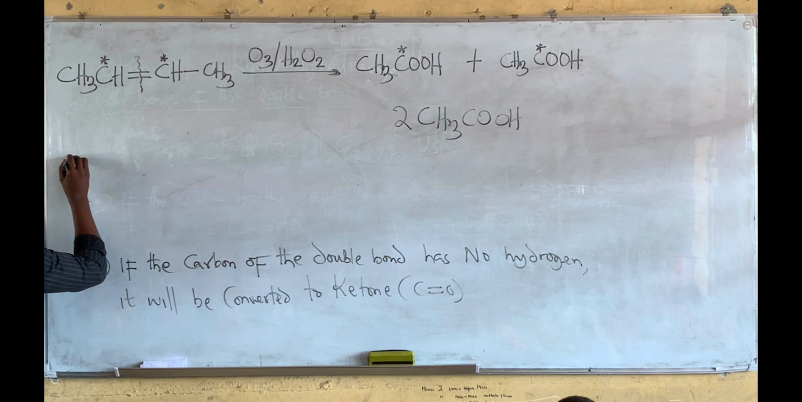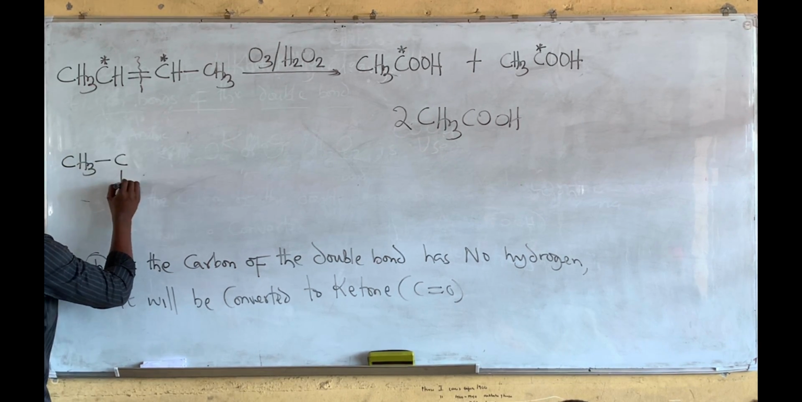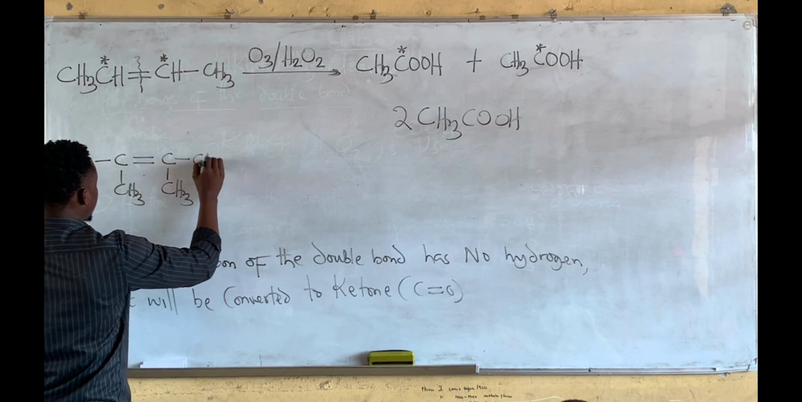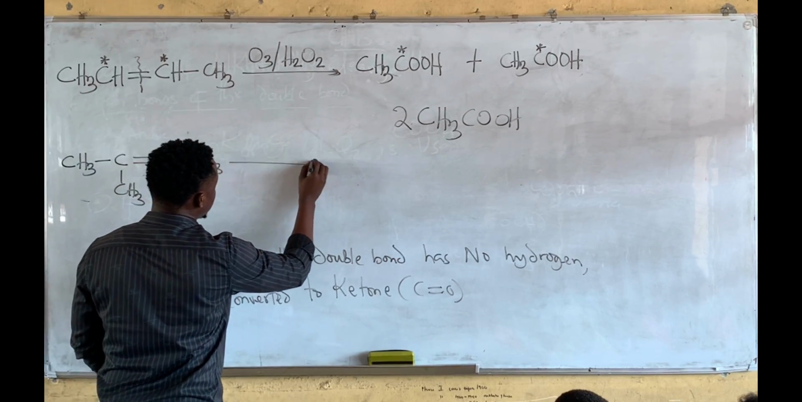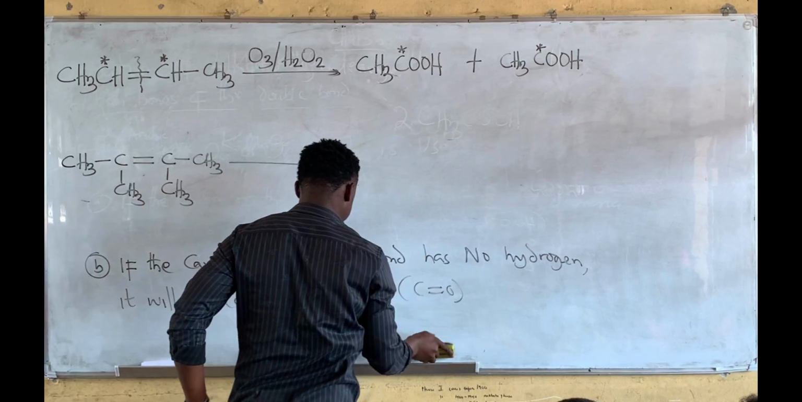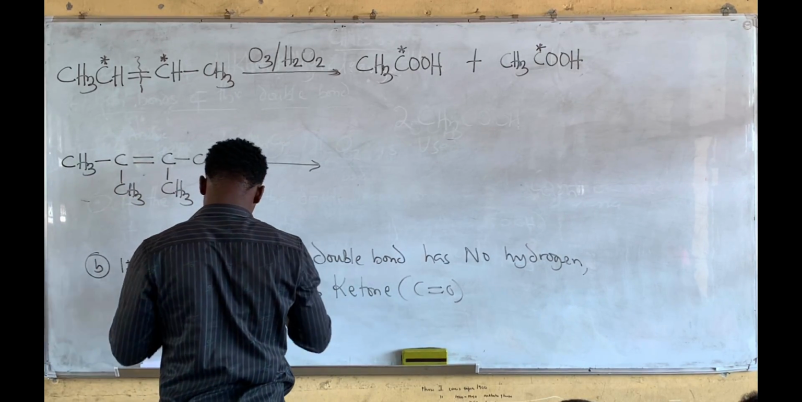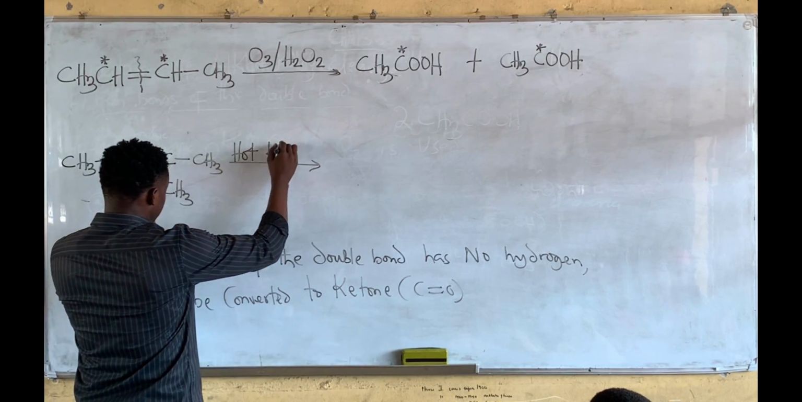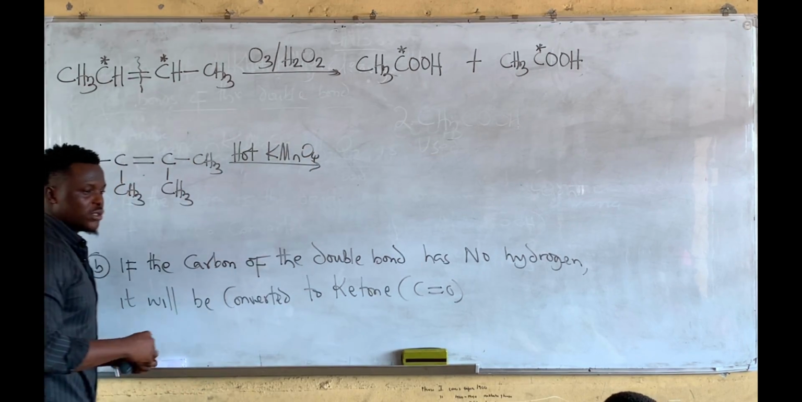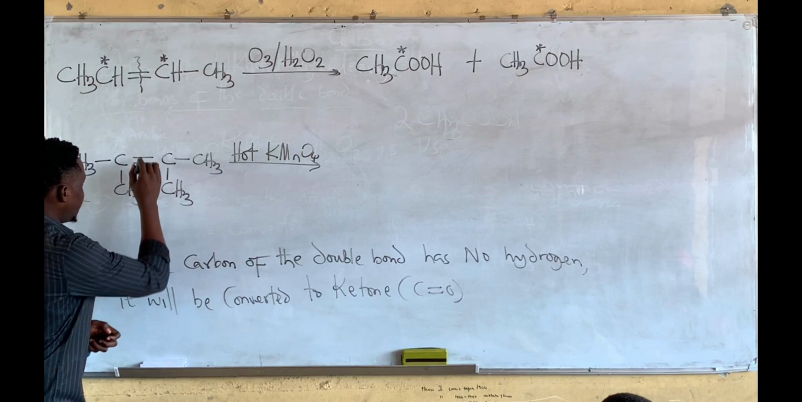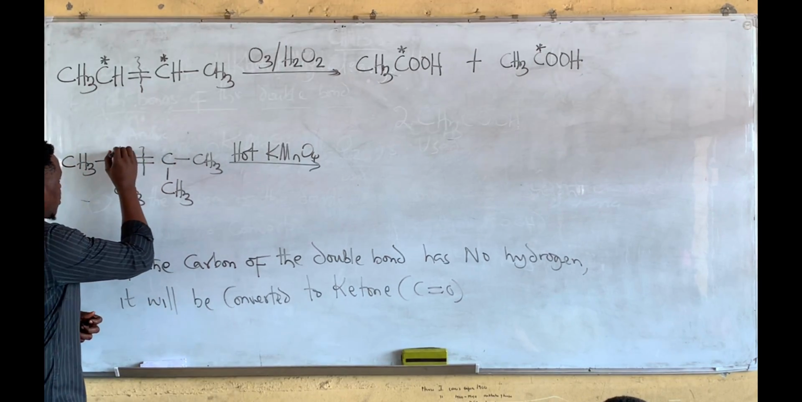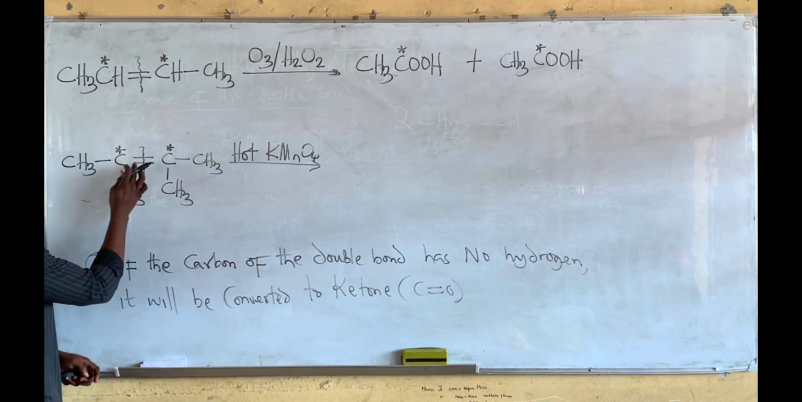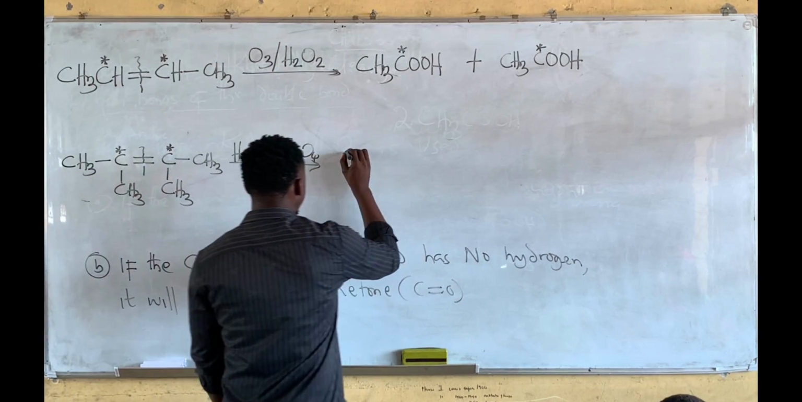If I have CH3, now, and I have this guy, and I have hot KMnO4, which I can still replace with ozonolysis with peroxide. Next, this guy will split this guy, but before I do that, this guy is the carbon of the double bond. So when you split this guy, this is what I'm going to have.